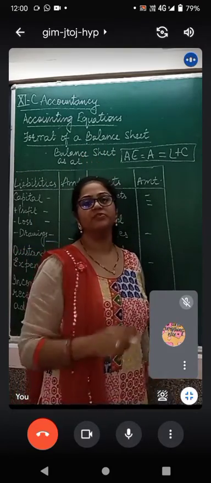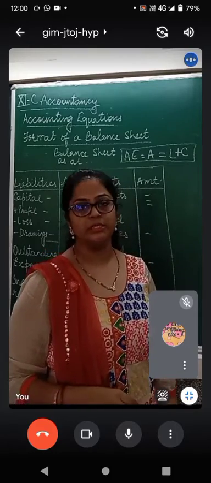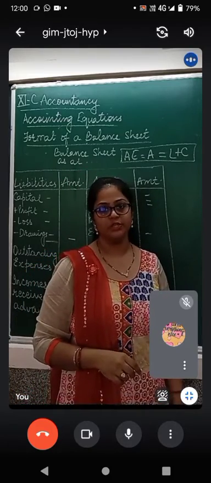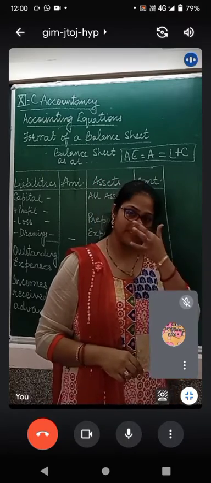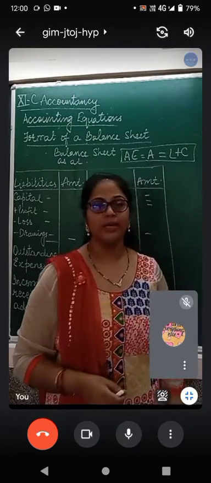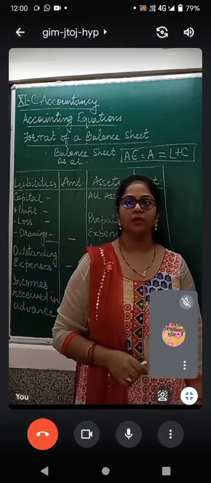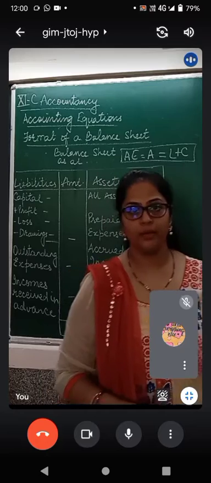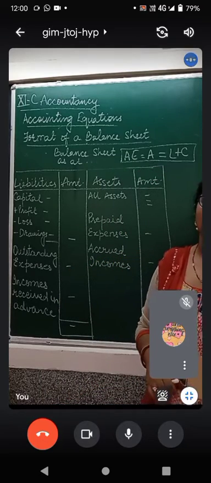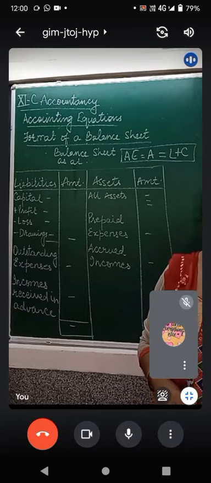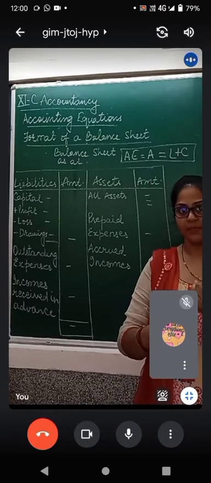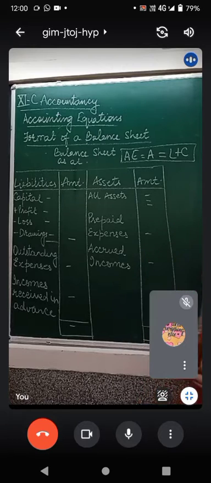So before you write anything, just write down a question. What is a balance sheet? Put today's date under the chapter accounting equation. What is a balance sheet? A statement showing final balances of assets, liabilities and capital. A statement showing balances of assets, liabilities and capital is called a balance sheet.